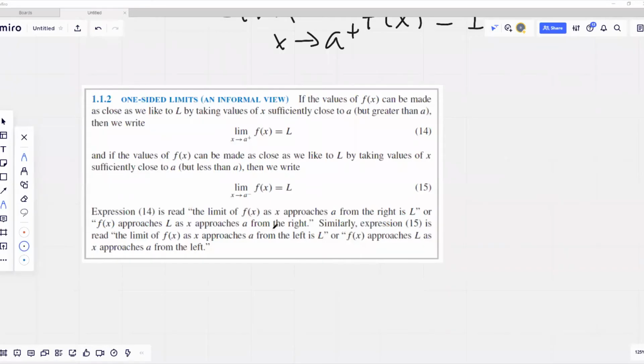It's not always guaranteed that the function f of x will get closer and closer to some single real value when x approaches a either from the left side, the right side, or from both sides. In these cases, we say that the limit doesn't exist.